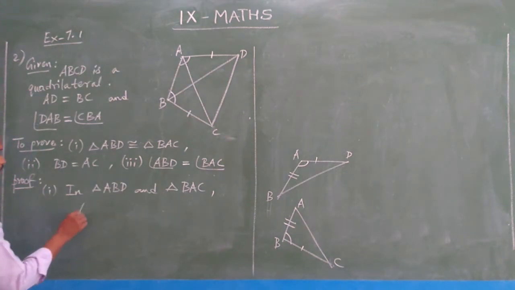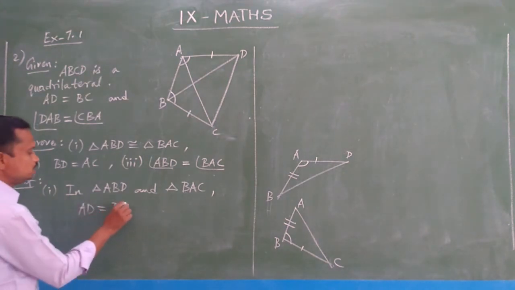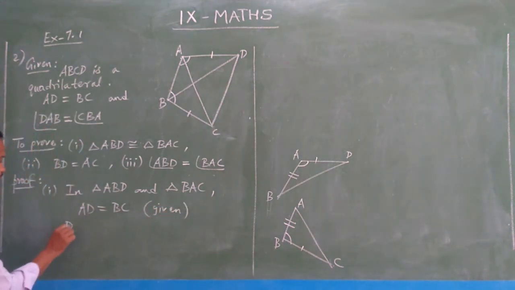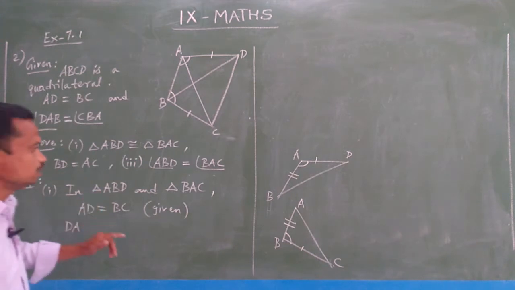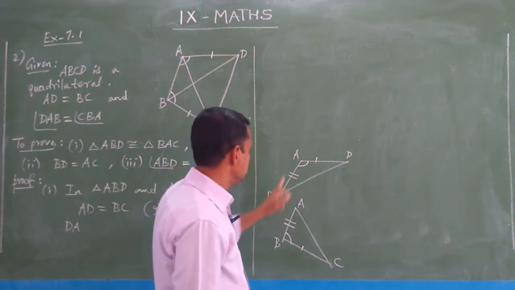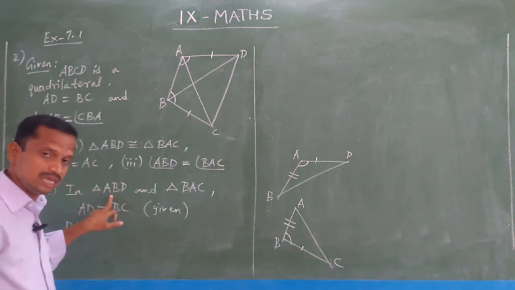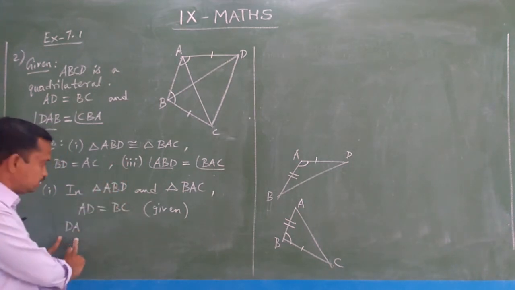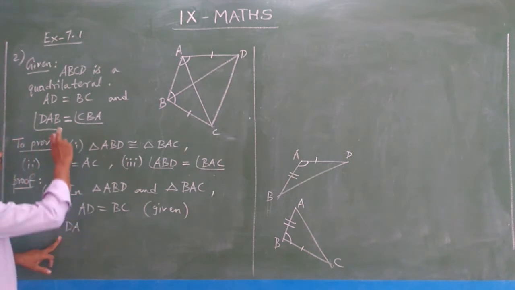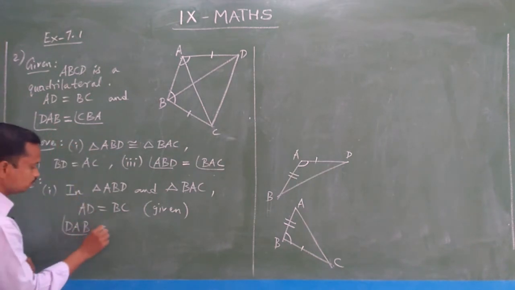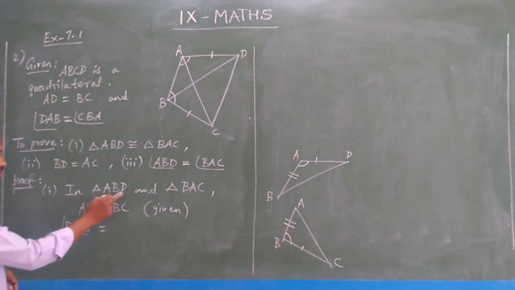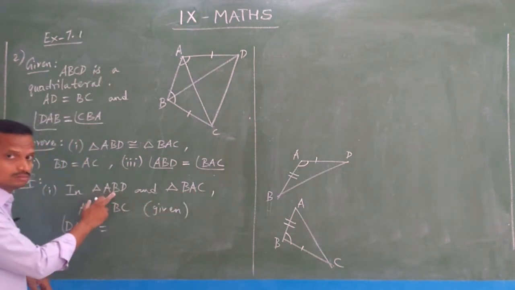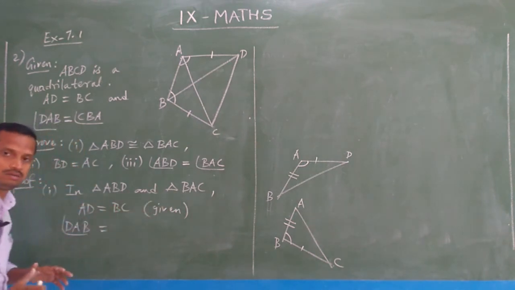You can write that AD equal to BC, that is given. Another one, DAB. In the first triangle DAB, because here we have taken ABD, that is the first triangle. So the first angle we have to take from this triangle only. So DAB, that we have to check in every sum. AD means this is the side, BC means this is the side here. So you have to make it correct.